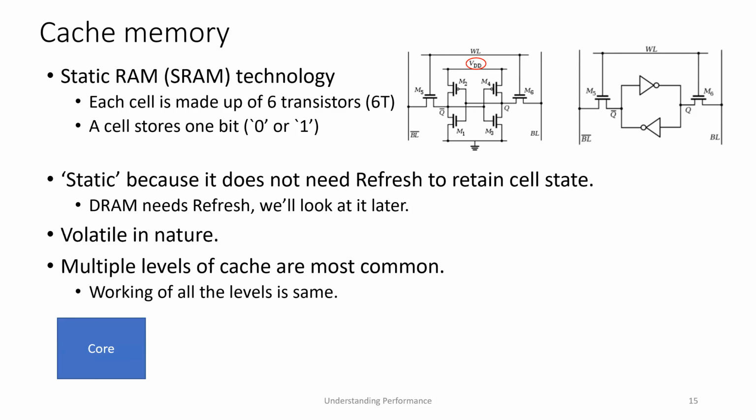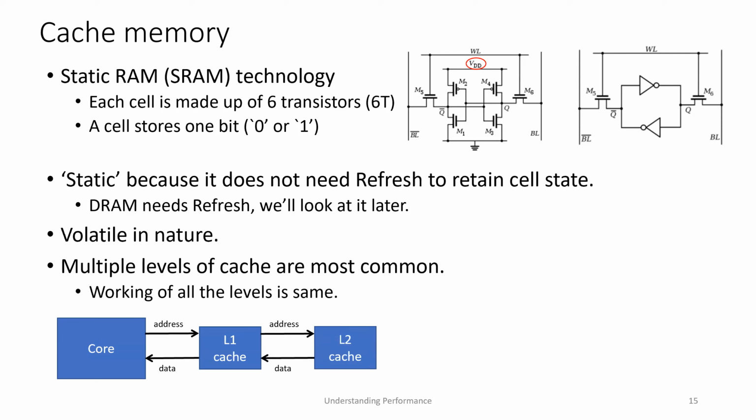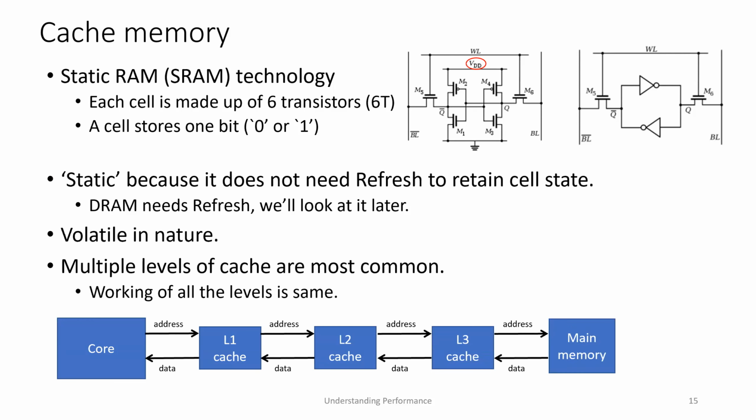Meaning that when the core sends an address, we first check in L1. If it is a hit, we respond. If it is a miss, then we forward the request to L2. If it is a hit, then it will respond back. If not, it will forward the request to L3, so on and so forth.